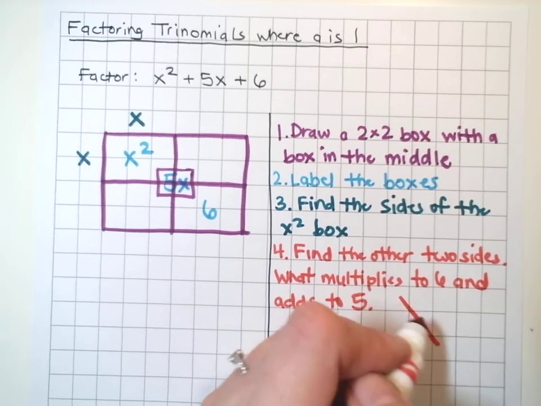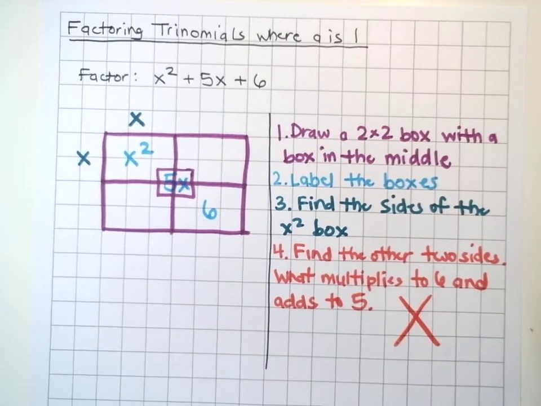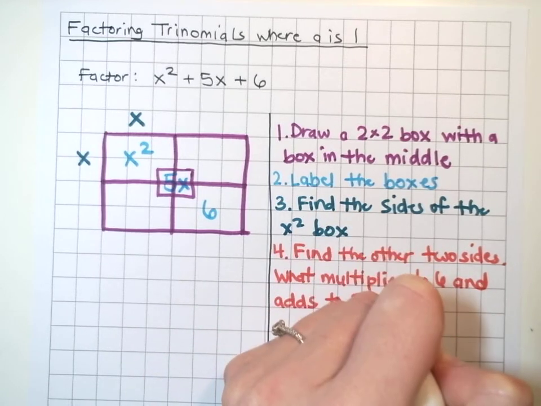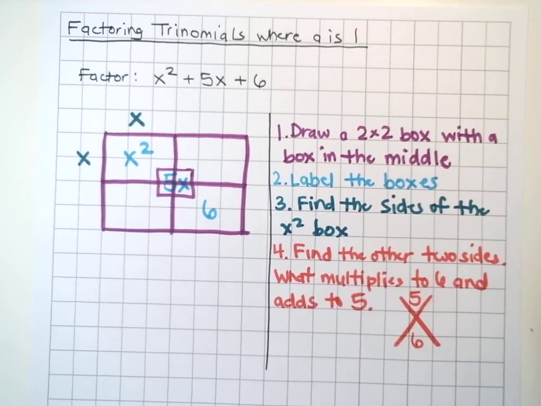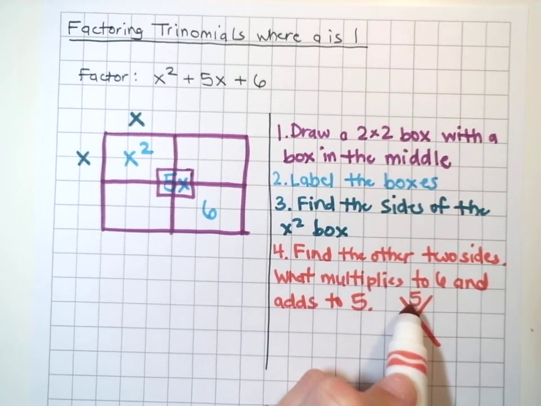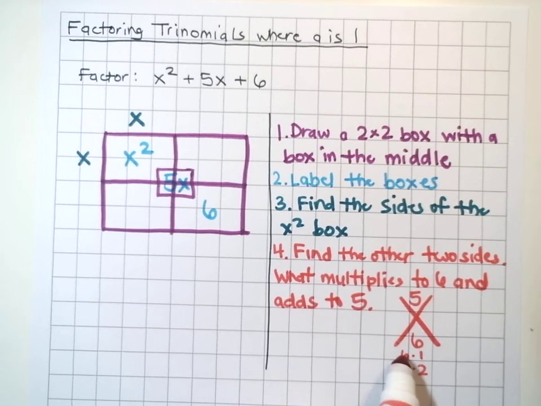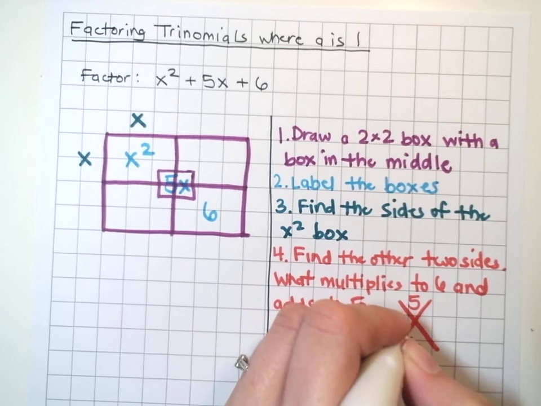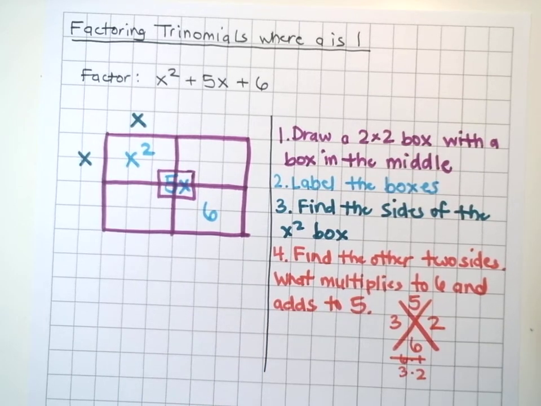So you guys remember this little cross? You say what multiplies to this number and adds to this number. And so what multiplies to 6? Well, that's either 6 times 1 or 3 times 2. But then what adds to 5? 6 plus 1 would be 7. So we know it's not that one. So we know it's got to be 3 and 2.